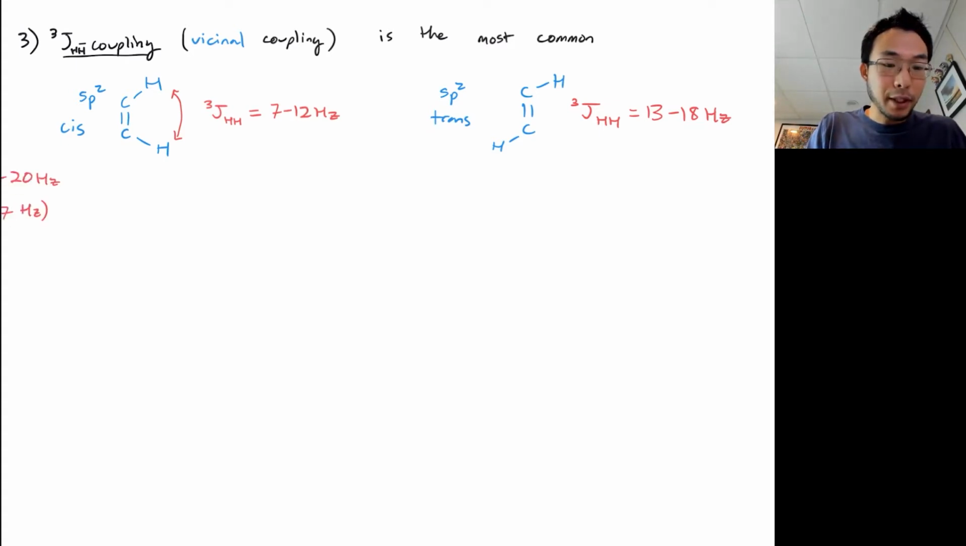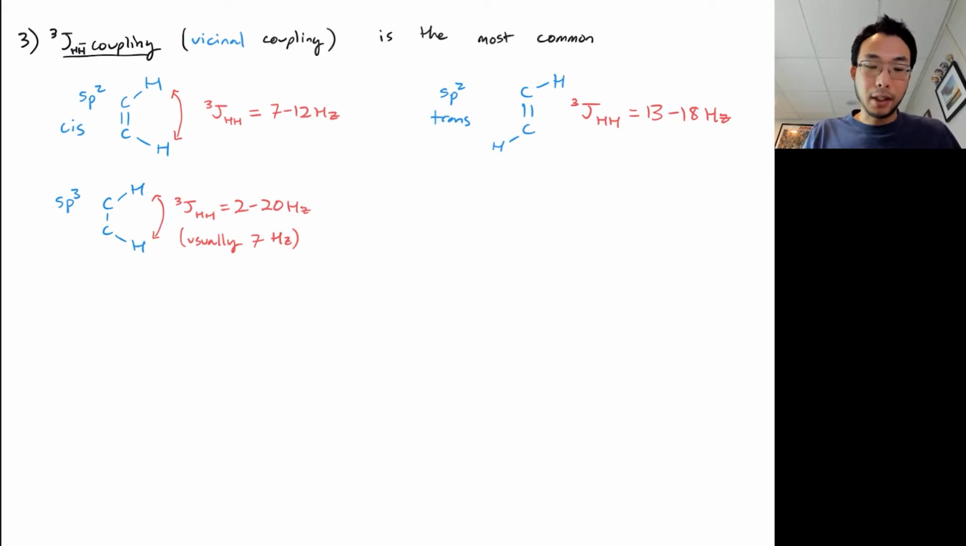Looking at the sp3 carbons, the coupling constant here can range a lot, so we have a wide range of 2 to 20 hertz, but the vast majority of the time we see a 7 hertz value. So in normal cases for an sp3 CH and an sp3 CH coupling, we see coupling constants of about 7.